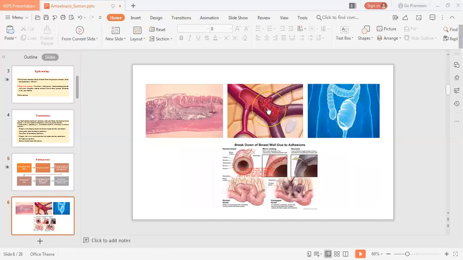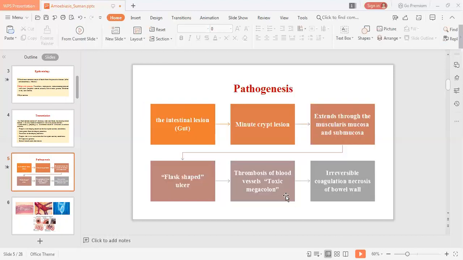Here you can see deposition of cholesterol, and then blood circulation is stopped in these blood vessels. Due to this thrombosis, you can have megacolon, or enlargement of the colon due to inflammation, and eventually it will develop irreversible coagulation necrosis of the bowel wall.